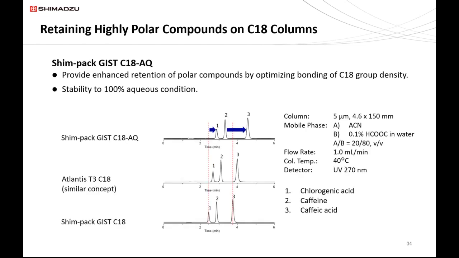If we look at the chromatogram over here, we can see a great improvement in retention compared to ordinary C18 columns such as the Shimpact GIST C18 column. The increase in retentivity is much higher compared to other competing brands such as the Atlantis T3 columns that are made with a similar concept.